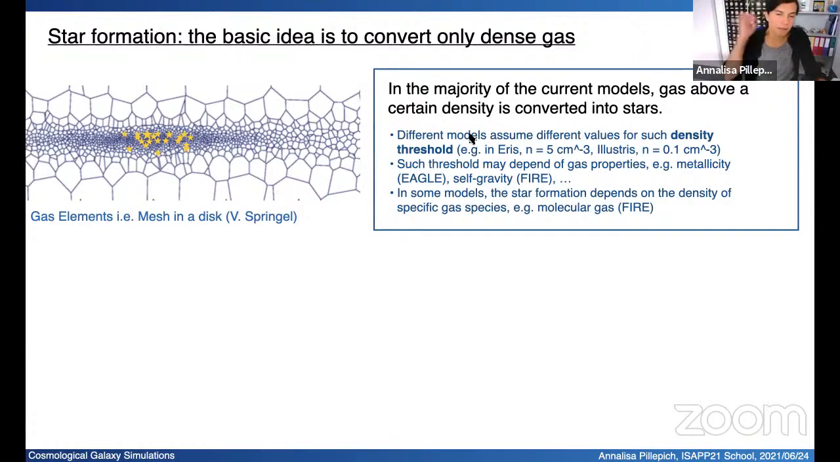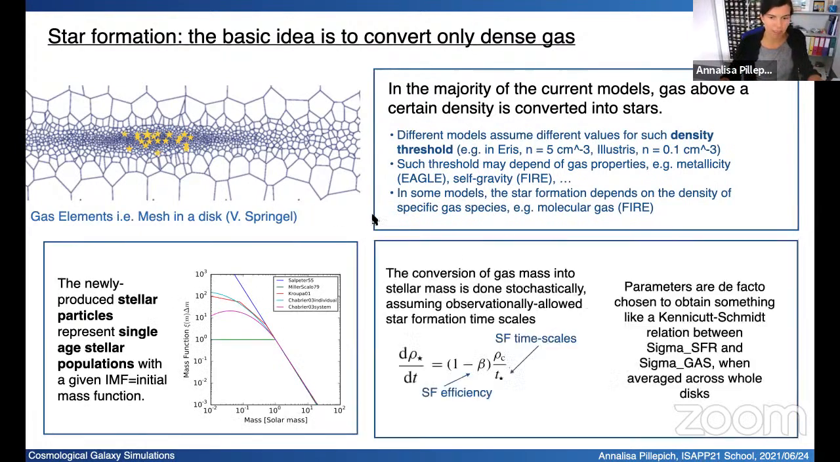But different models assume different values for the density threshold. In some cases, it's really a density threshold. We go to every gas cell in our simulation and ask, what is your density? Is it larger or lower than the density threshold that we have decided for star formation? If yes, produce a stellar particle. Actually, this is done much more complexly. It's done stochastically so that observationally empirical laws are satisfied.